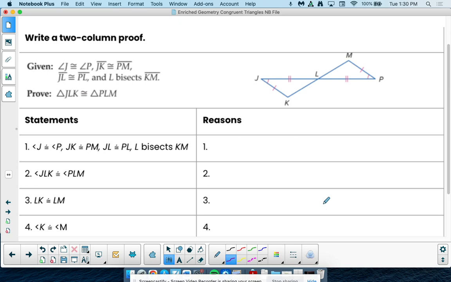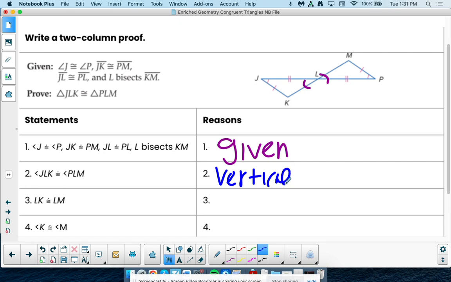Okay, what did you guys put for 1? Yes, good. Given. Now, why is angle JLK congruent to angle PLM? This guy and this guy. Why are those congruent? But what kind of angles are those, you guys? Vertical. And what do you know about vertical angles? They're always the same. So that's just vertical angles. Yep. Vertical angles. Anyone get that one? Think about it. Yep, vertical angles, and I'm gonna put congruent just so we remember.